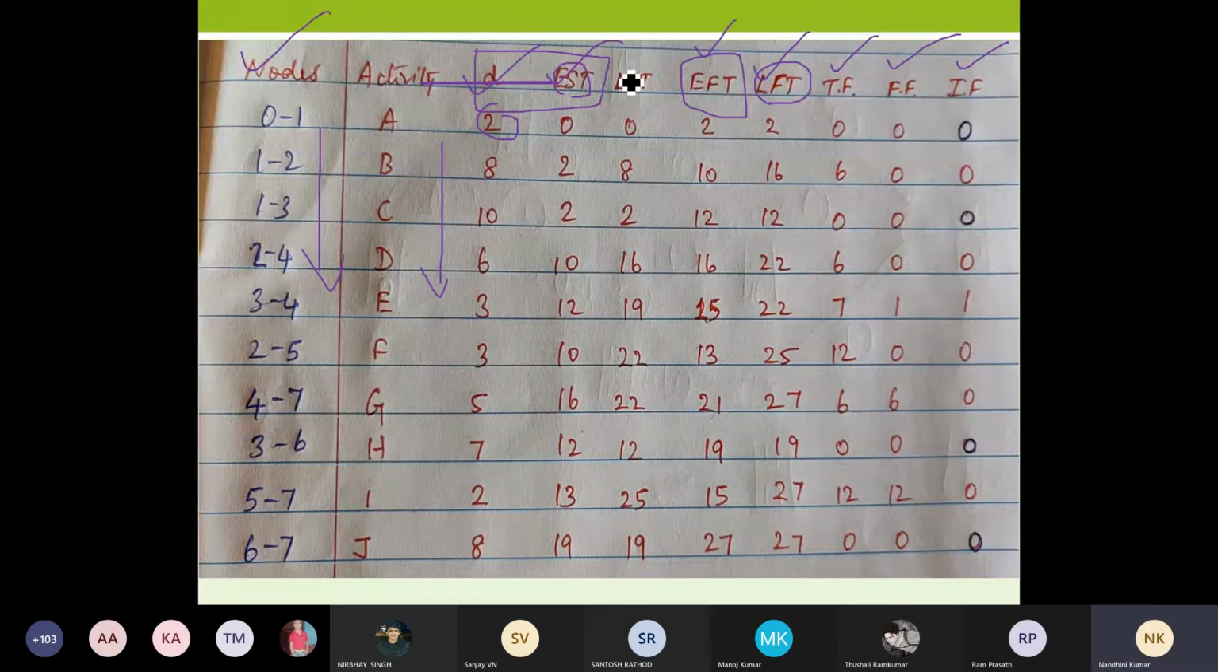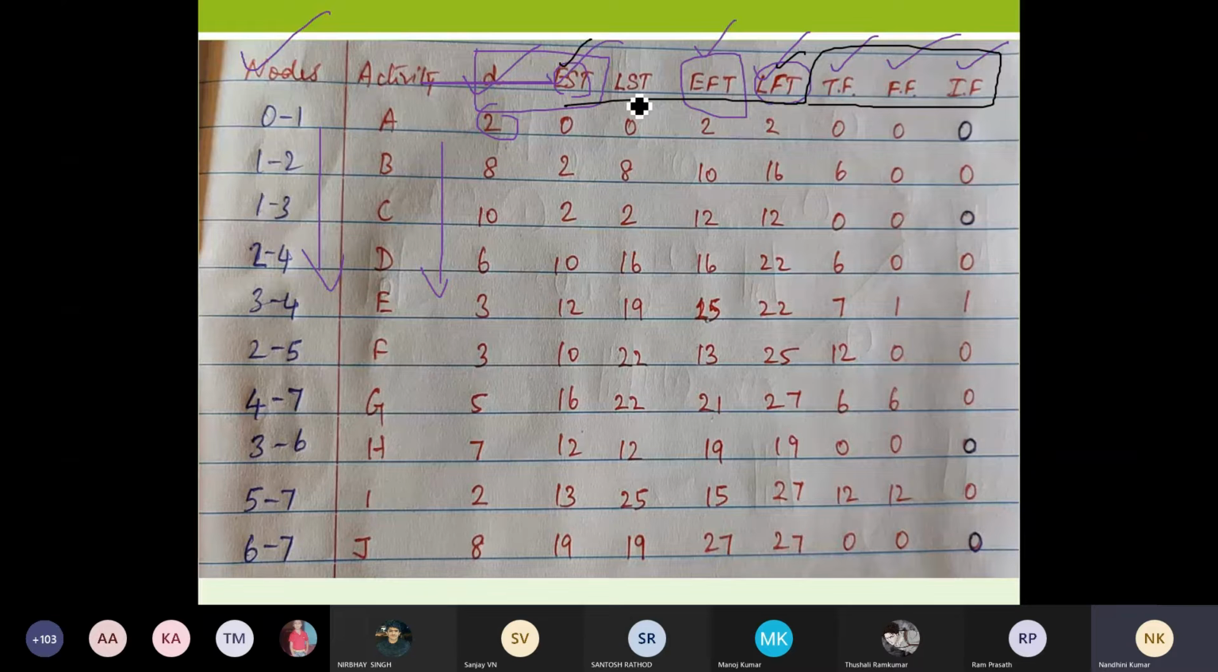So first you know how to calculate EST and LFT. Similarly, you're going to use the formula and calculate LST and EFTs. So you have calculated the 4 parameters. Now you want to calculate only your TF, FF and your IF. TF is nothing but the total float. You have the formula: total float is equal to either LST minus EST or LFT minus EFT.